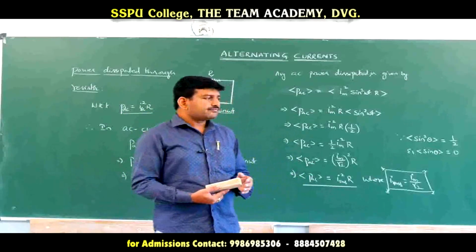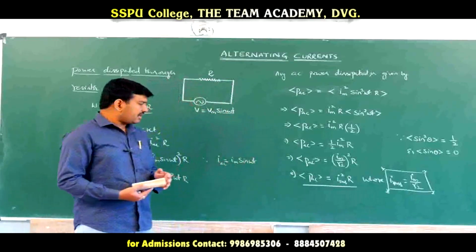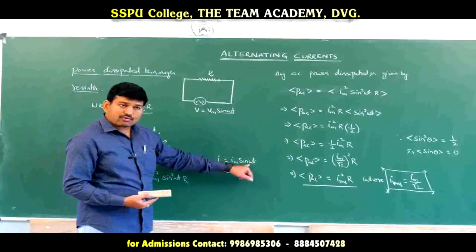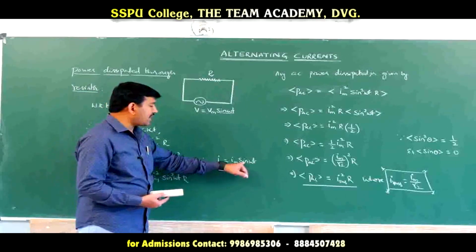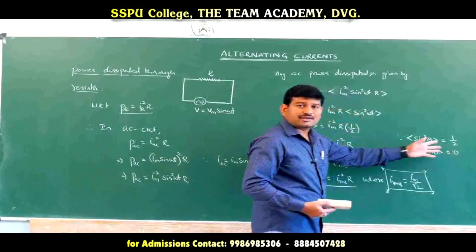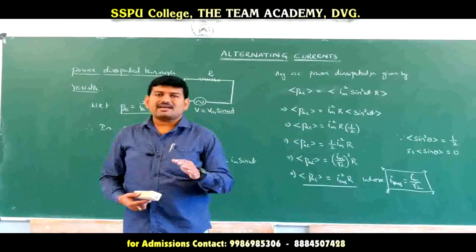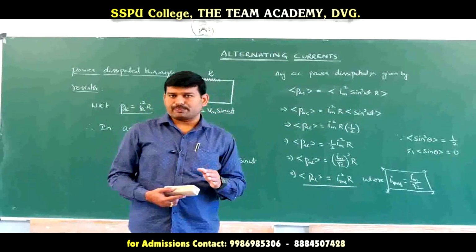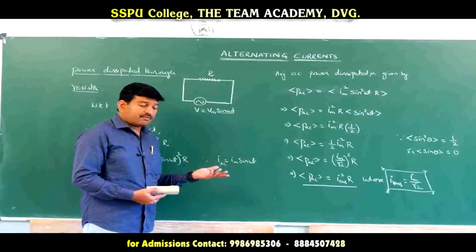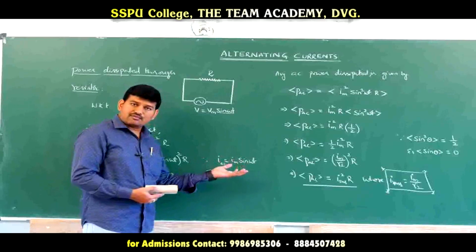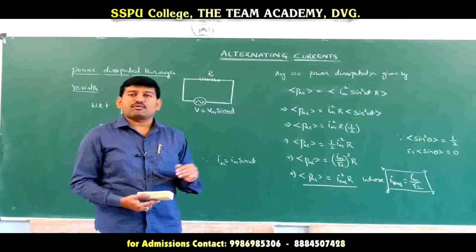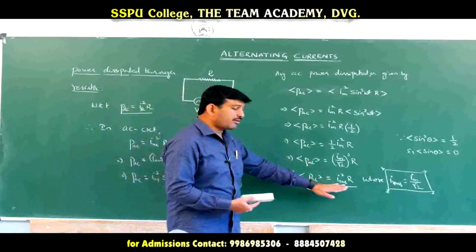The instantaneous current IAC is equal to Im into sine omega t. What is its average value over the full cycle? The average value of sine omega t over a full cycle will be 0. Over a full cycle, the AC current average value becomes equal to 0. But the power dissipated is not equal to 0. Though the AC current average value will be 0 over a full cycle, that doesn't mean the power dissipated over a full cycle is 0. We are having some power dissipation.